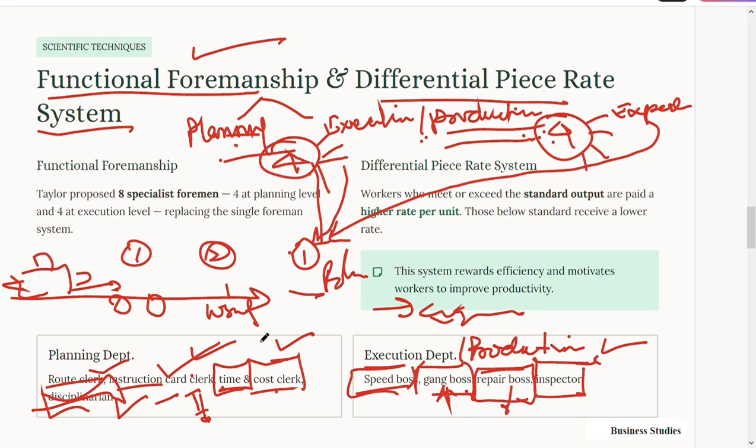Yes, this is contradictory in nature, but one thing here, this is a factory level position. At factory level you require a cost clerk or a repair boss or a disciplinarian. But at the top level, like let's say sales department, production department or marketing department, the managers are there. You don't require these kind of people. That is where one person should be there to give the orders. So you have a different mindset when you are giving the principles of management.